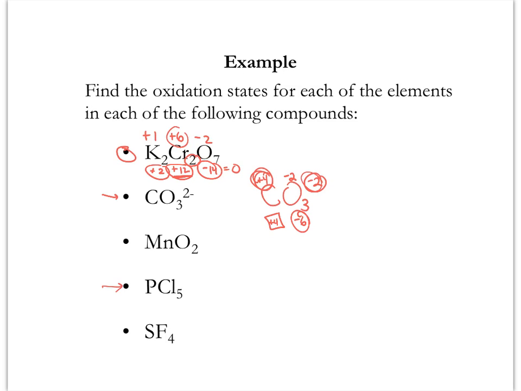Let's look at this phosphorus pentachloride. The chlorines would each be a -1 times 5 is -5. The one phosphorus has to be a +5. This sulfur tetrafluoride, each fluorine has a -1 times 4 is -4, so the sulfur is +4.